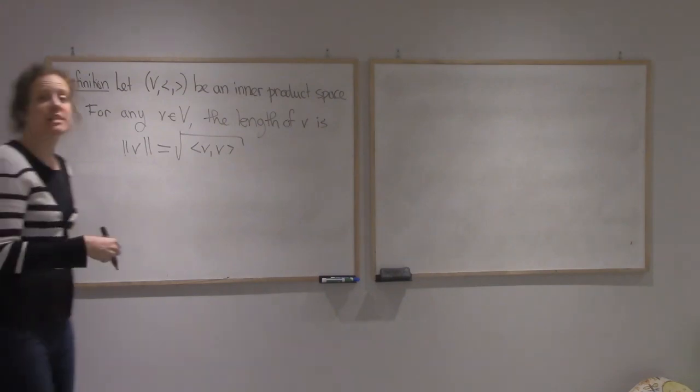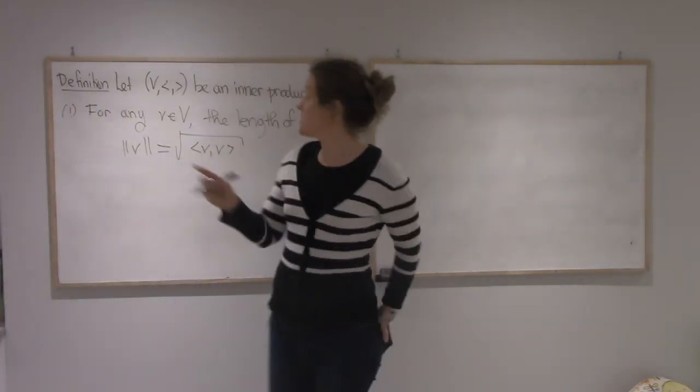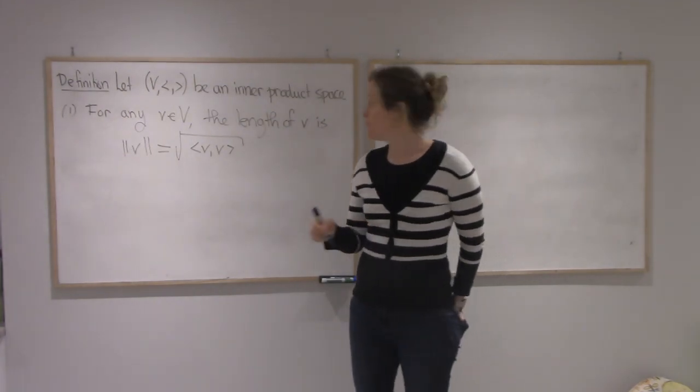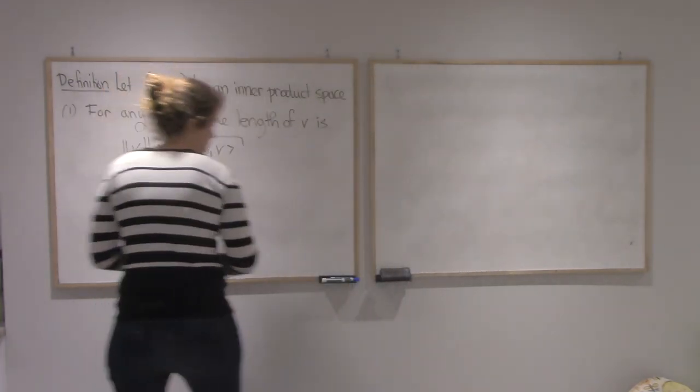For this to make sense, I need to ask that all of these be positive, which we did in property 4. So that's the length.